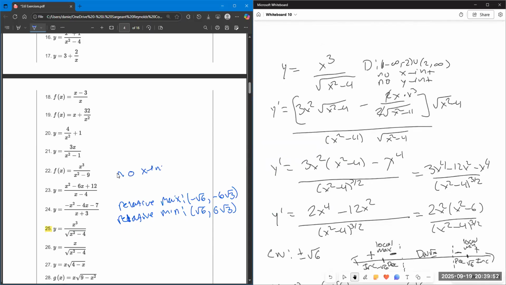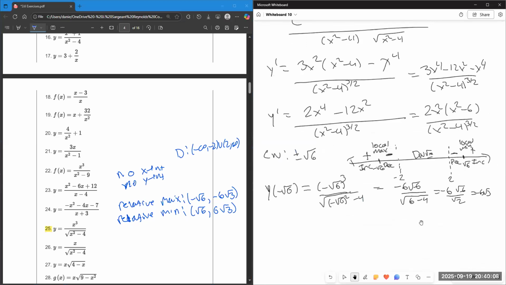No x-intercept, no y-intercept. Domain is from negative infinity to negative 2, union 2 to infinity. We have the first derivative. I guess I should get the second derivative and test for points of inflection. Let's see if it happens here.